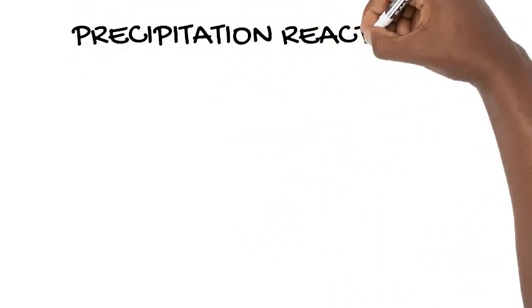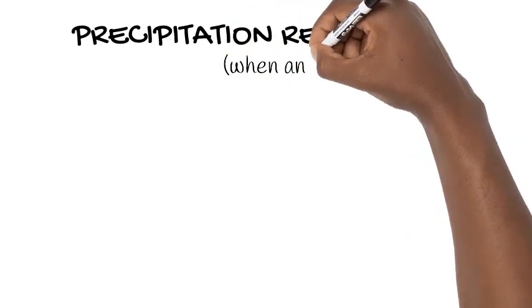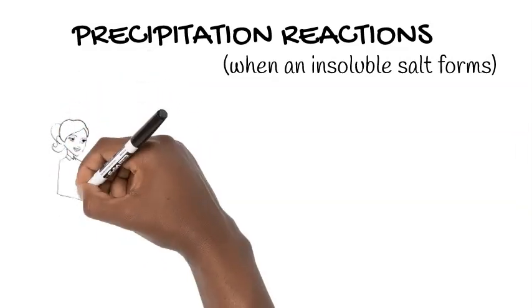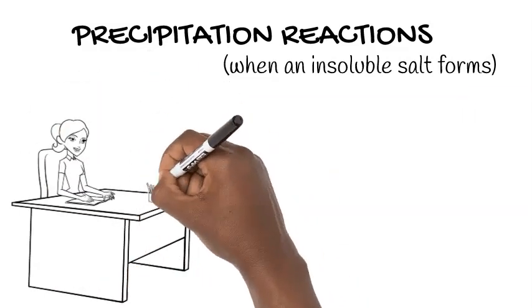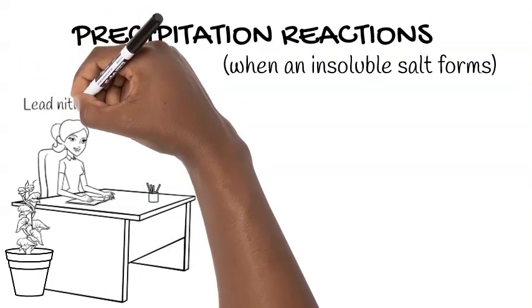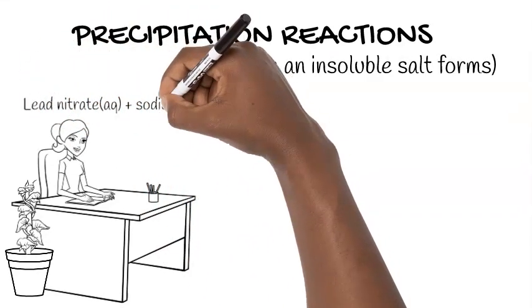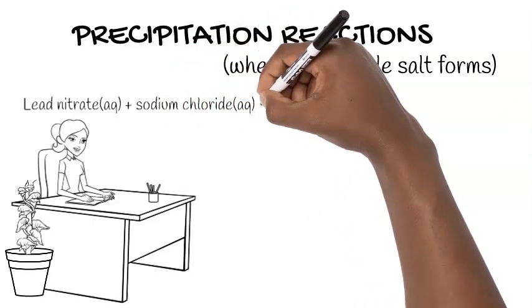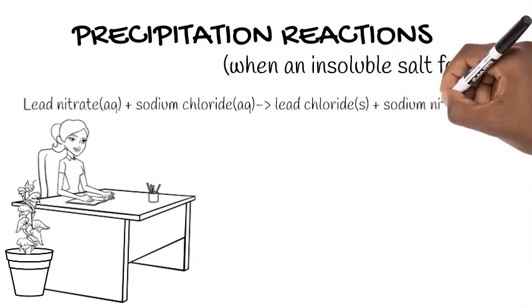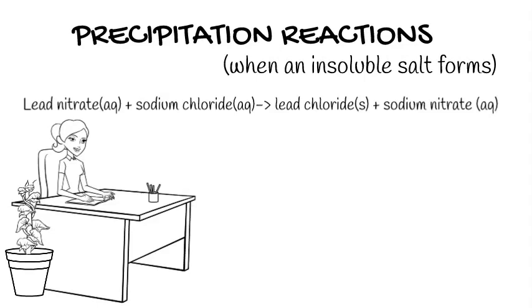The final reaction in the series we're going to look at is what is known as precipitation reactions. This is when you react two solutions together and a solid or a precipitate forms during the reaction. And I show this by using the symbol S next to that compound. Let's look at this example. The colorless solutions of lead nitrate and sodium chloride are reacted together, and it produces a yellow solid called lead chloride and a colorless sodium nitrate.